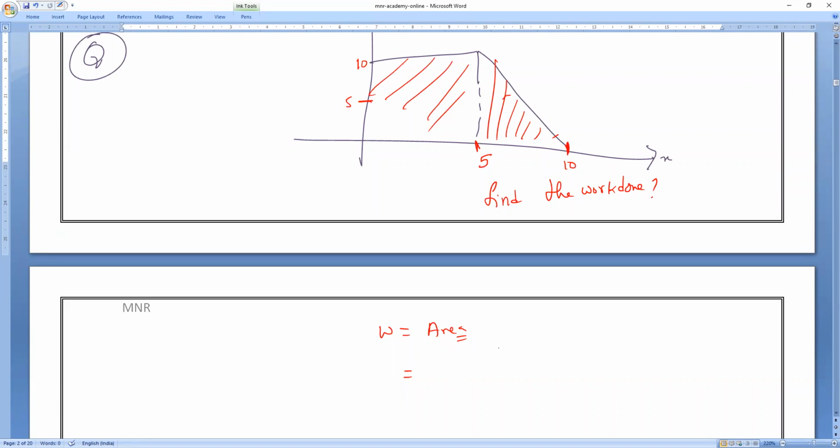So work done is equal to area. So what is the area? First, check it, everybody. 10 into 5, length into breadth, which is equal to how many joules? 50 joules, plus the next one.